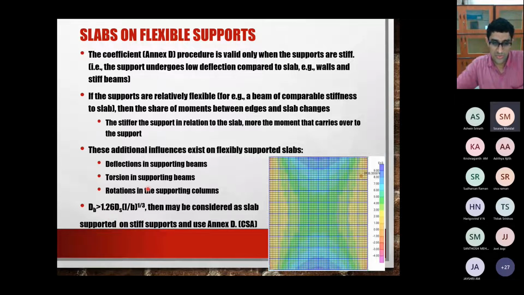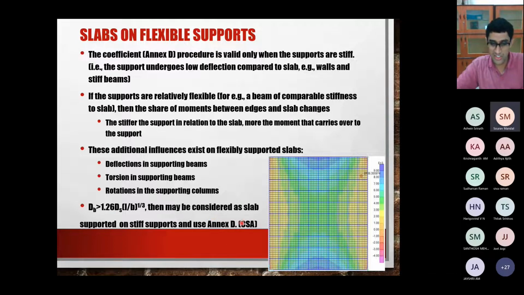But still, I just wanted to tell you, how do you decide whether something is stiff supported or flexible supported? So you need some guideline. Our code does not have a guideline. The Canadian standard gives you a relation, saying that if this relation is satisfied, then you can use a similar moment coefficient table which is present in Canadian standards.